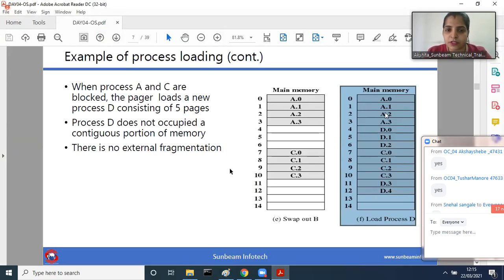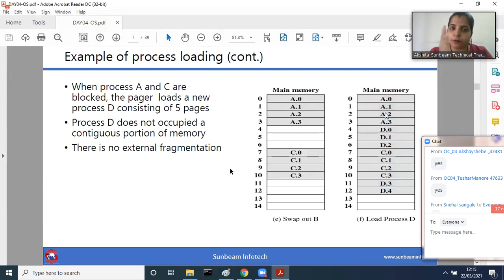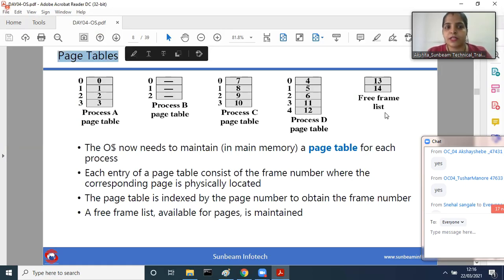Have you understood what is paging? As a process comes, its pages are loaded using a page table, and it is basically avoiding our external fragmentation. Now, how will my operating system come to know that process A requires page 0, page 1, page 2, page 3? Process C is loaded at 7, 8, 9, 10. Process D is loaded at 4, 5, 6, 11, and 12. It has to keep some track. To keep that track, your operating system manages something called page tables.